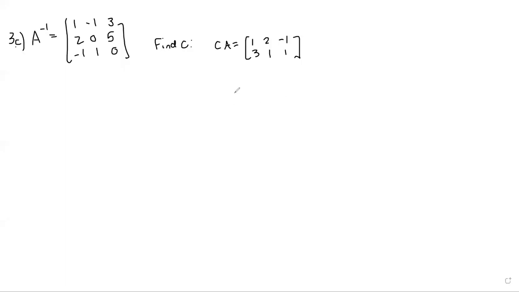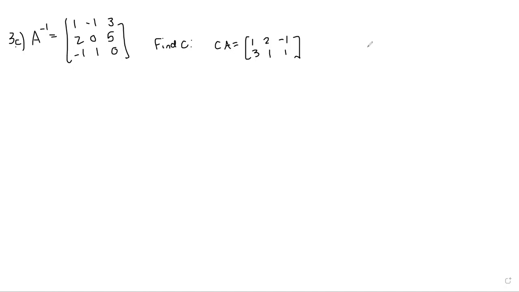We want to find C, given that CA equals this 2x3 matrix. And so yes, we're given this equation, CA equals this thing. And pretty much all we need to do is use the property of inverse.